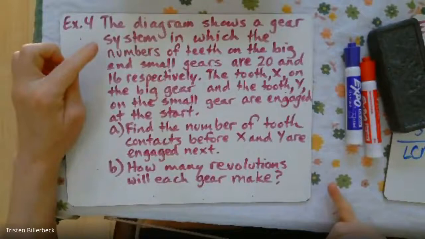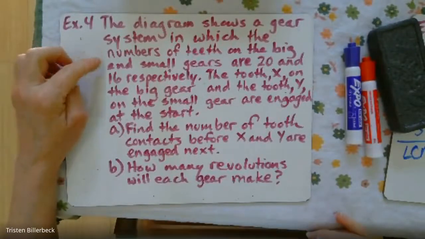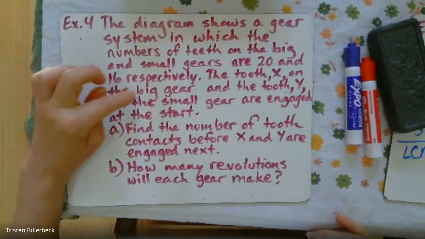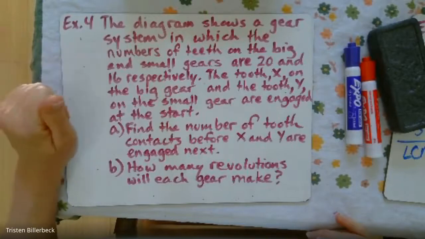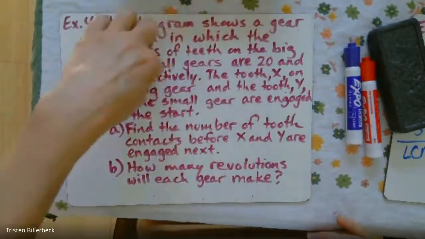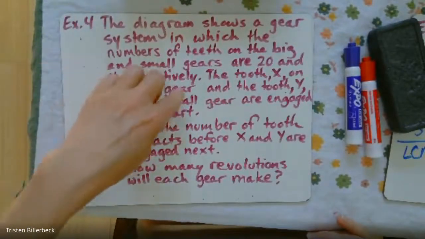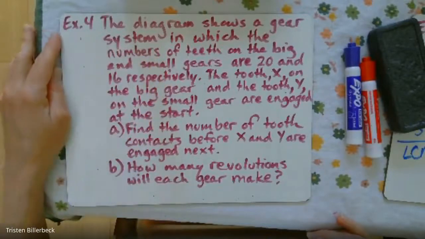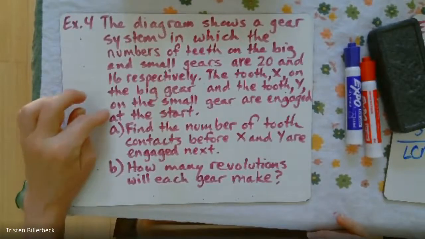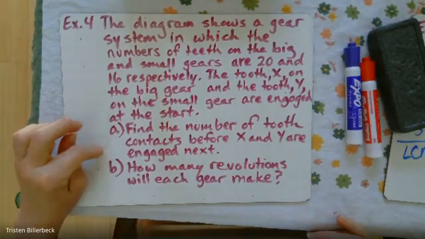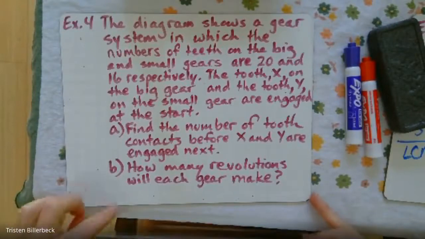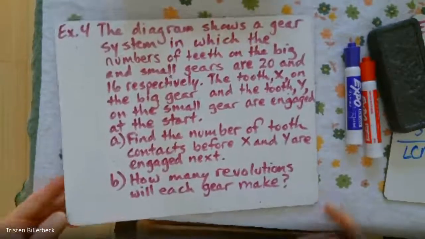So we have, the diagram shows a gear system in which the numbers of teeth on the big and the small gears are 20 and 16 respectively. Respectively means that the first gear, the big gear, which is mentioned first, has 20 teeth. The small gear has 16 teeth. So that's what that word respectively means. The tooth X on the big gear and the tooth Y on the small gear are engaged at the start. So what we want to do is find the number of tooth contacts before X and Y engage next. And then how many revolutions will each gear make?